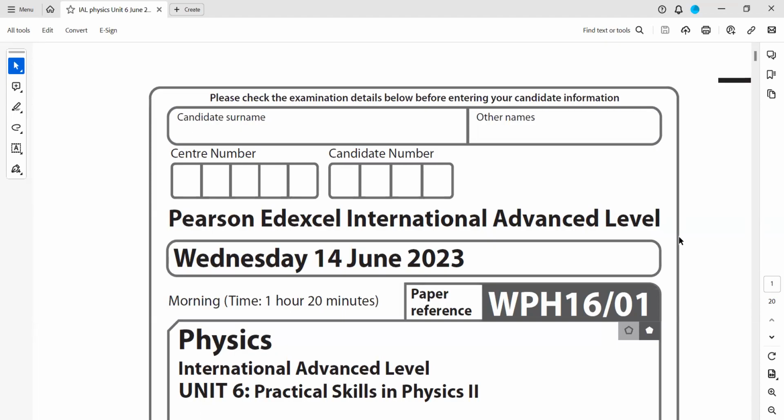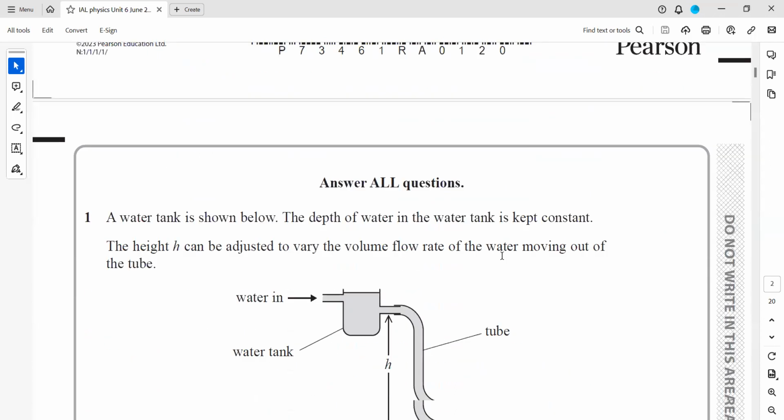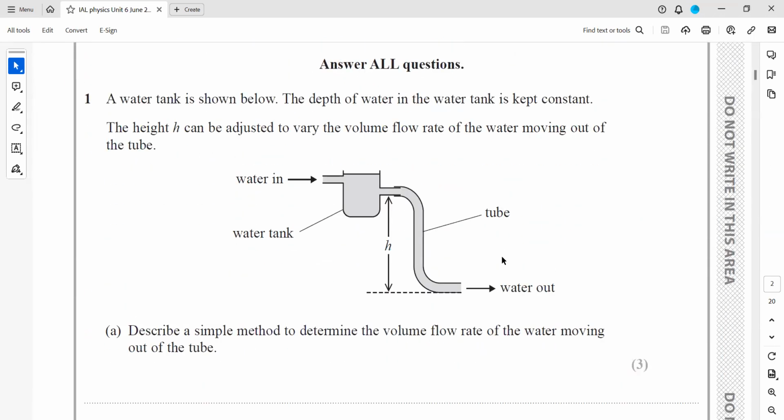So this one is June 2023, Unit 6 of IEL Physics. Every session we'll do a question or two, depending on the question itself. In the first question, you have to answer all the questions, you don't have options. You have to answer all the questions.